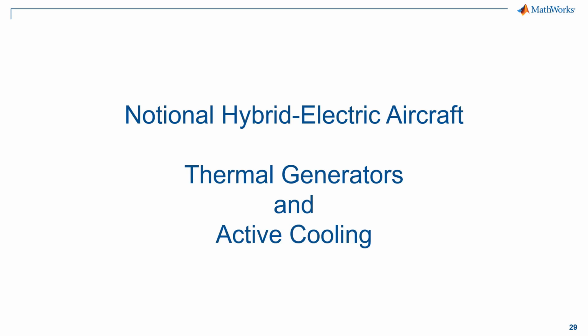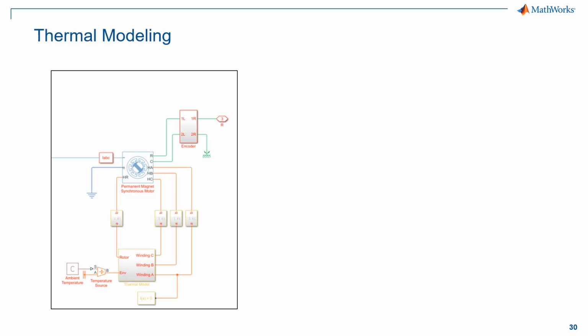In this section, we will discuss a model of the Notional hybrid electric aircraft that contains thermal generators and active cooling. We first expose thermal ports for the permanent magnet synchronous machines that act as our generators. The ports are HA, HB, HC for the stator windings and the HR for the rotor. As we want to run the thermal circuit at a slower sample time than the electrical system, we connect the systems via Simulink signals.